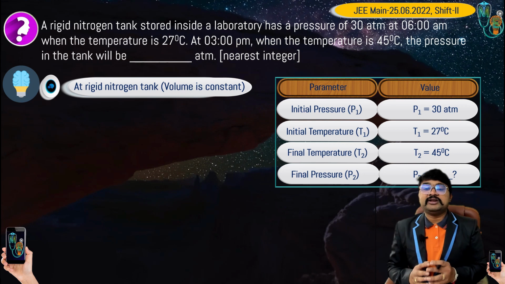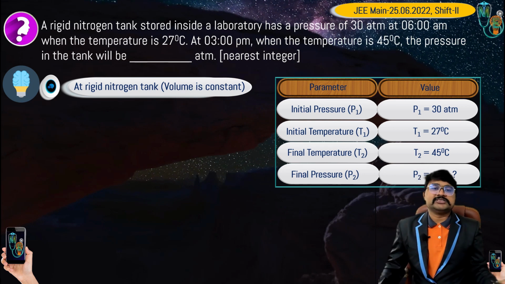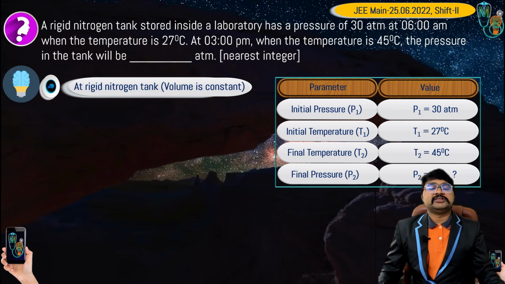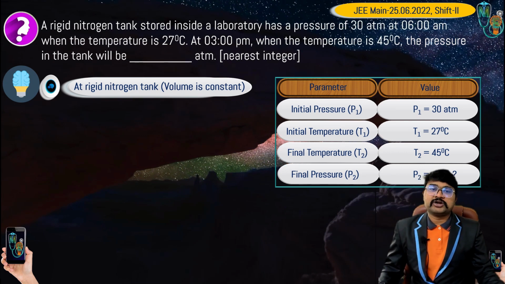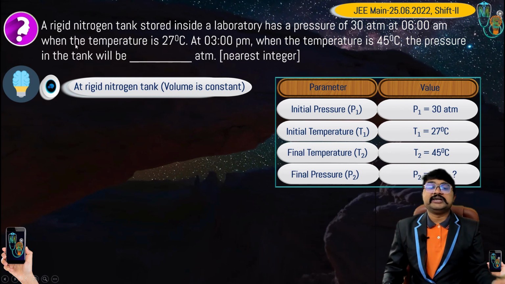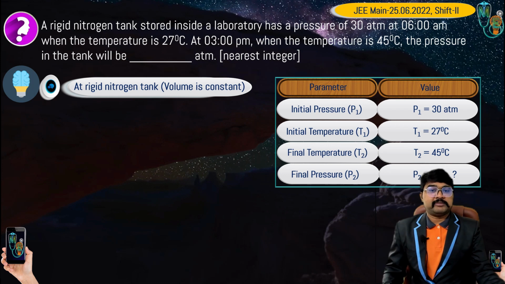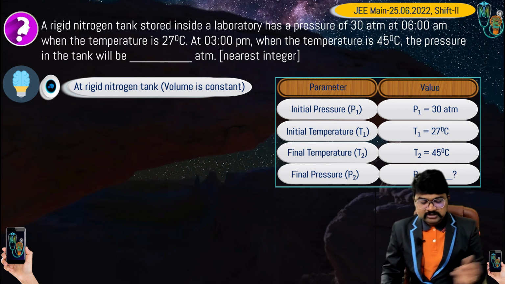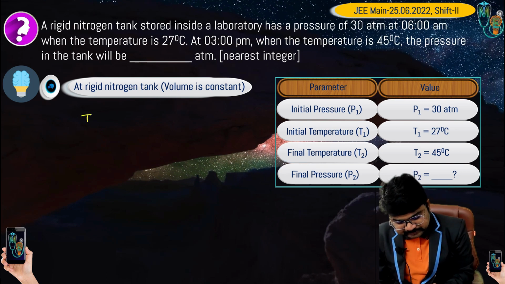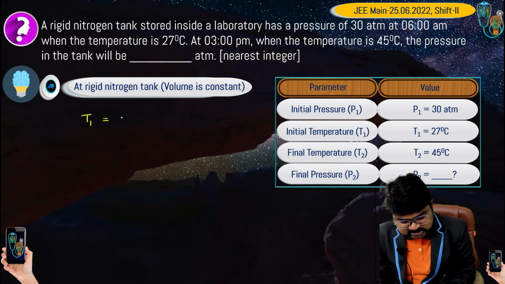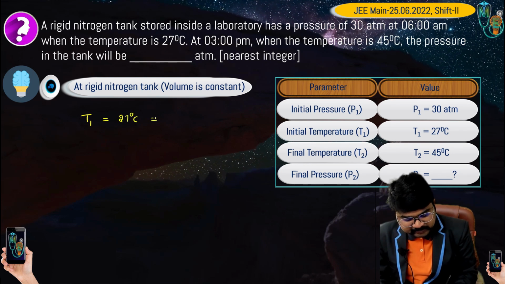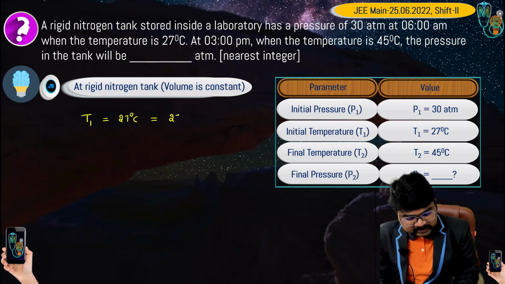What is given in the question? A rigid nitrogen tank. That is why volume is constant. Volume is constant, then pressure will be directly proportional to temperature. So here I want to convert degree centigrade into the absolute thermodynamic scale, that is Kelvin scale. So here what is given? T1 equals to 27 degrees centigrade. How to convert it into Kelvin?